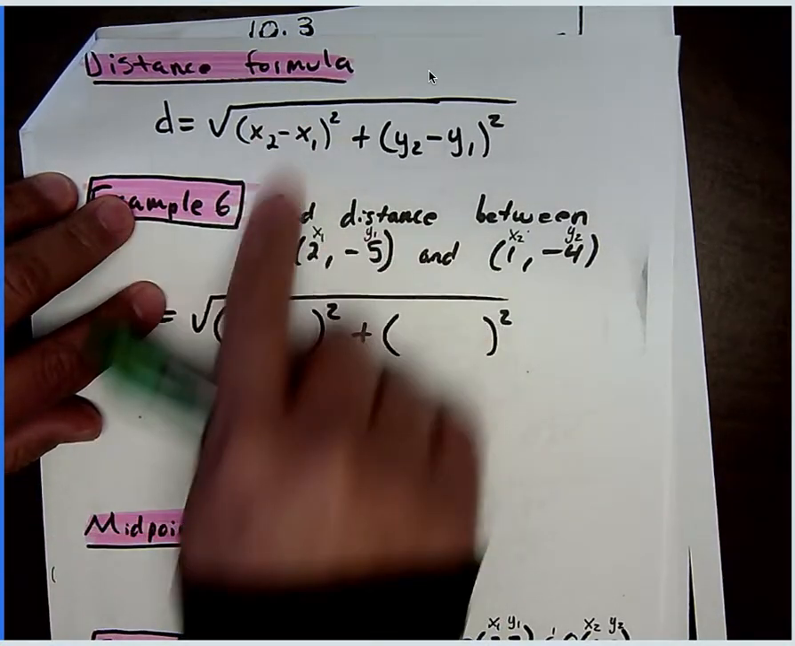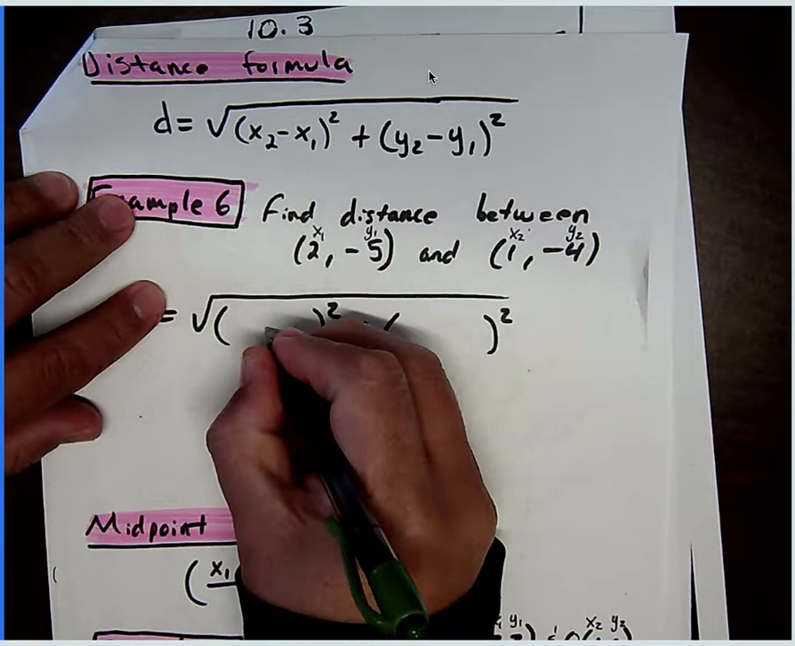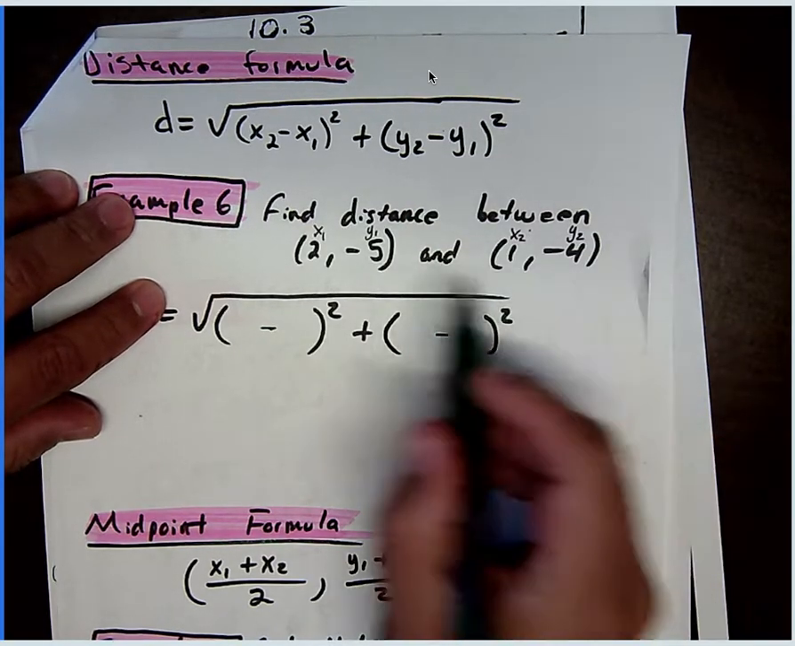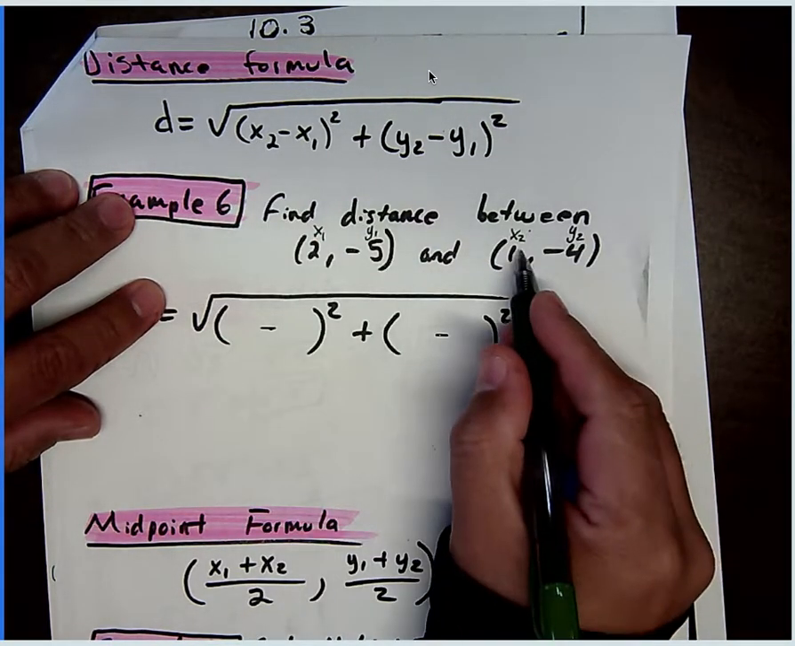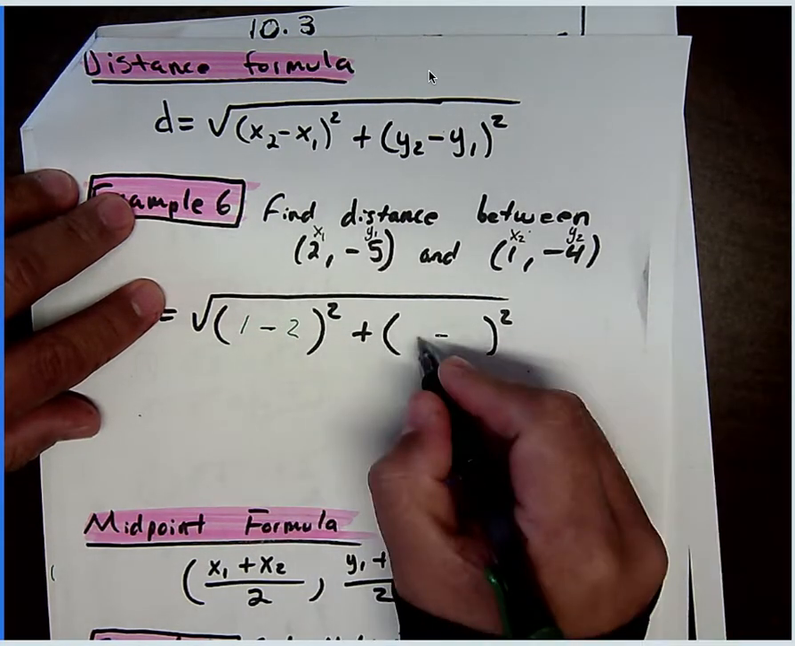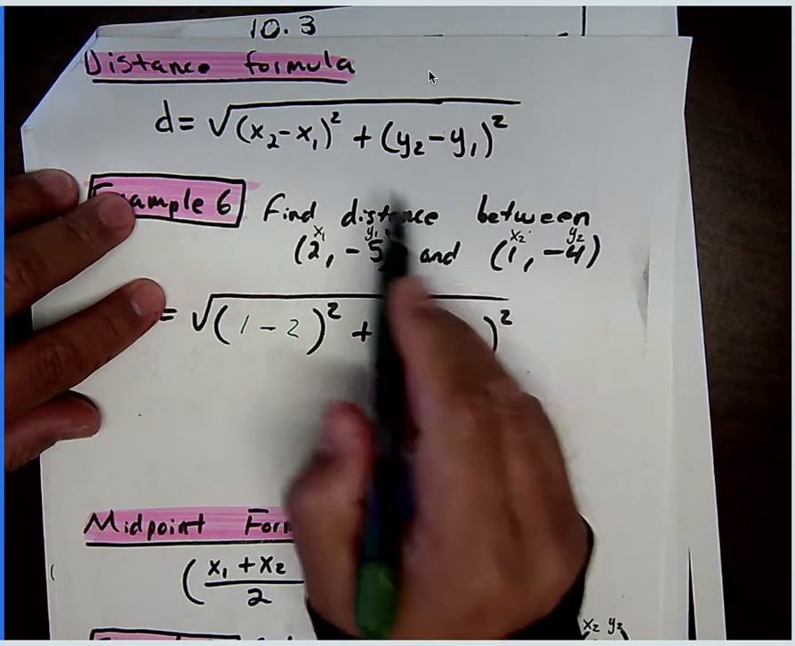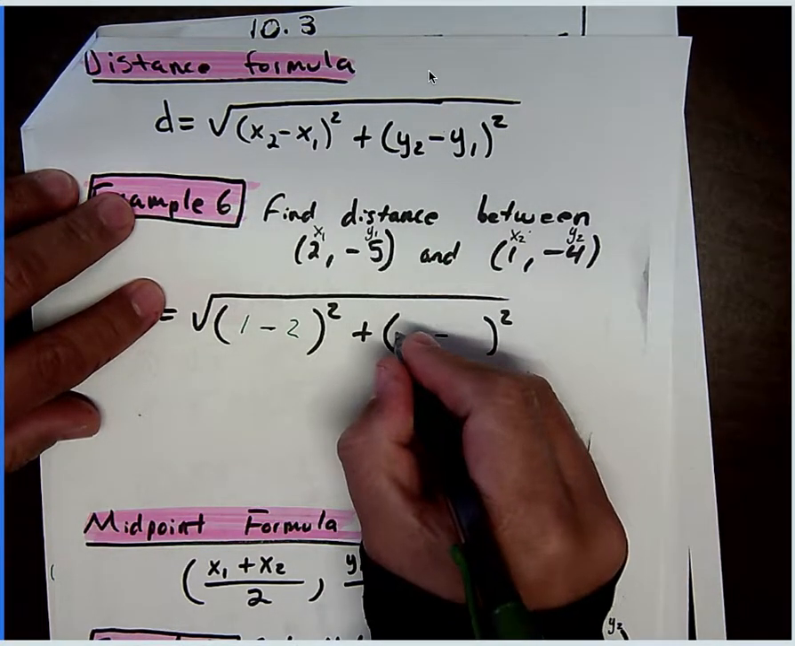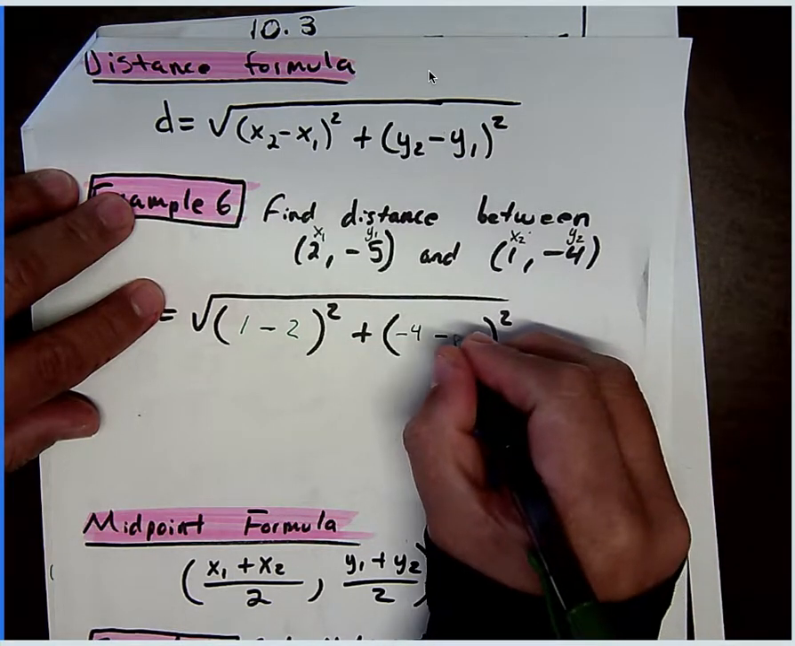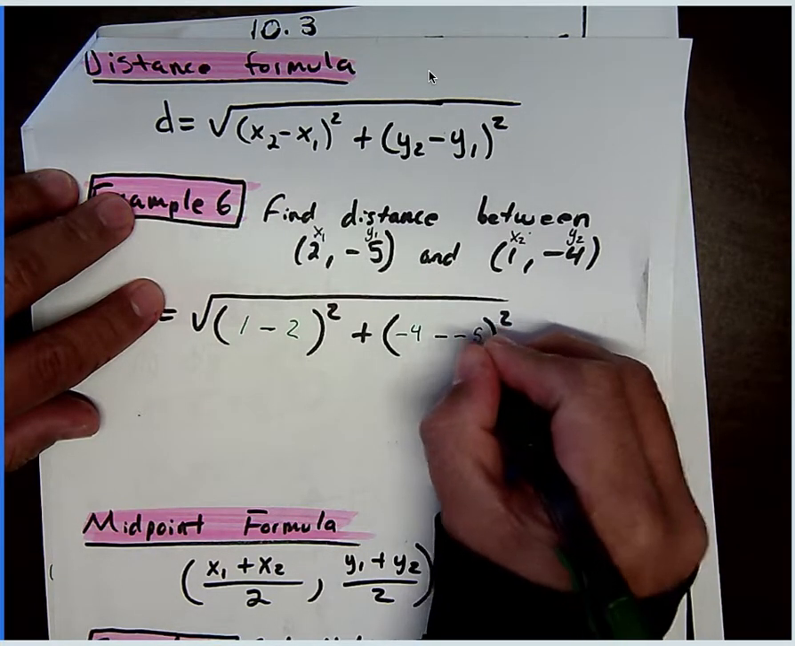So that's how I label them. So you just have to put them inside. There's a minus here, and that's part of the formula. So I'm going to put x2, which is this 1, minus 2. And then here I have y2, which is -4, minus -5. You carry that negative, don't forget, like that.